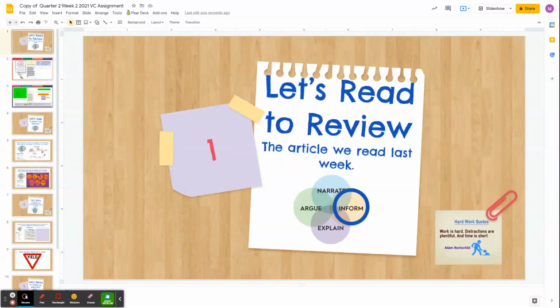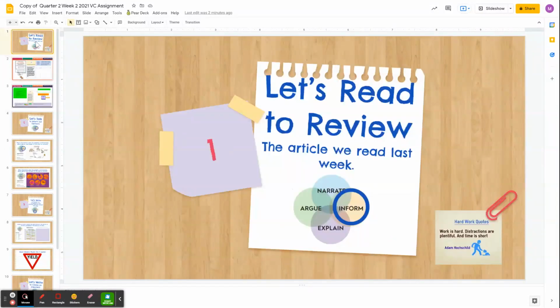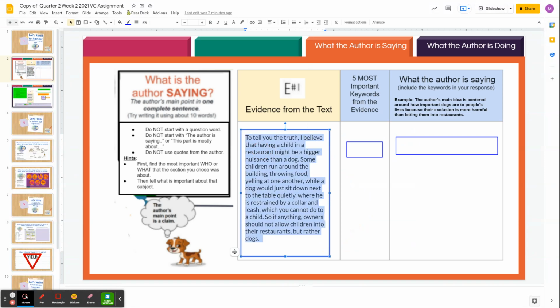Hello, students. During our virtual class time today, we went over this assignment. So we started by reviewing what we read and practicing the skills from Module 1. What that means is that we read this excerpt of text right here, and we read that to understand what the author is saying by using and pulling 5 different keywords from the text.